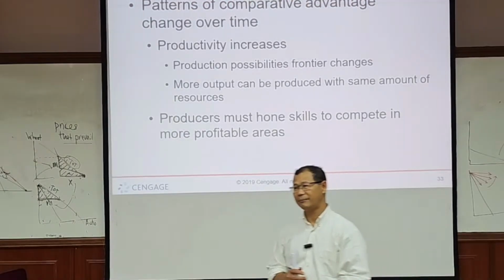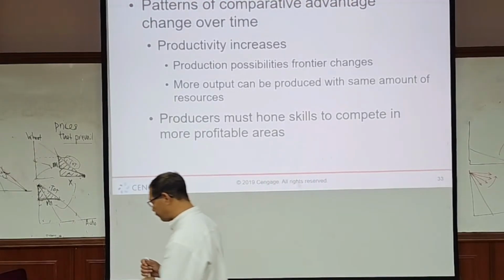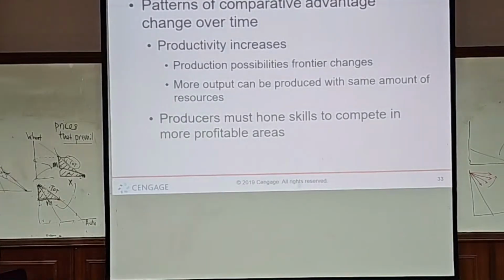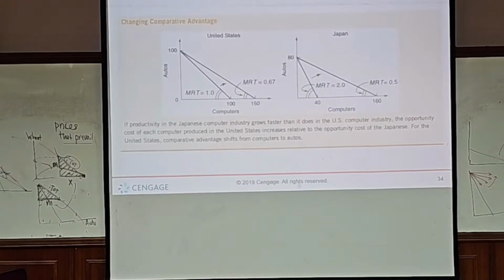Patterns of competitiveness. So this is changing comparative advantage. Productivity of Japanese. Productivity increase. Production possibilities frontier changes, more output can be produced with the same amount of resources. So this is changing comparative advantage.